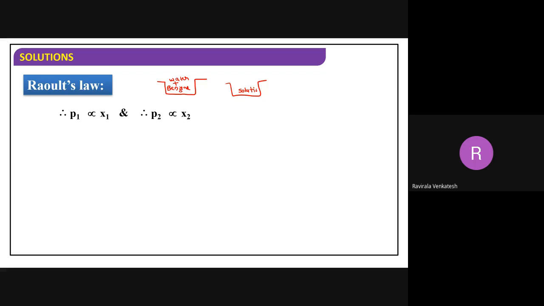Which type of solution, beta? Liquid solution. Correct or not? Liquid in liquid solution. Correct or not, beta? Yes, sir. Right. You got a solution called what? Benzene plus water. Okay.